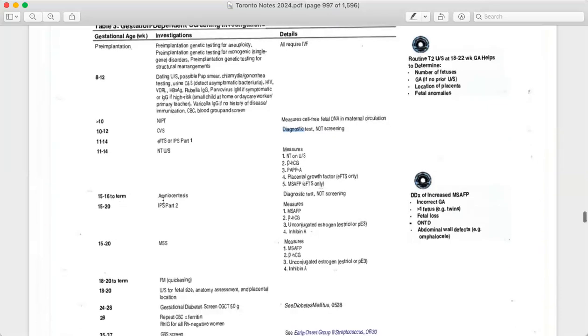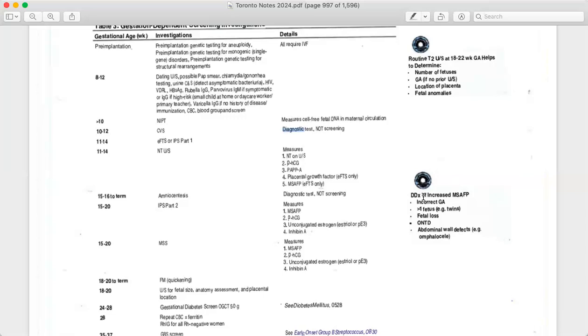After 15 to 20 weeks, IPS part 2, what are those? MSA, alpha fetoprotein, beta HCG, unconjugated estrogen, and inhibin A. So if you could remember these ones. Then maternal serum screening. What are the tests you are going to do in the maternal serum screening? These ones are MSA, alpha fetoprotein, beta HCG, unconjugated estrogen, and inhibin A, the same as IPS part 2.